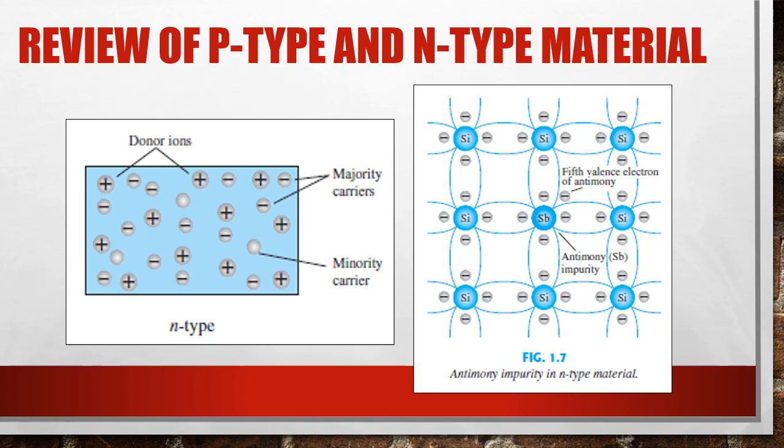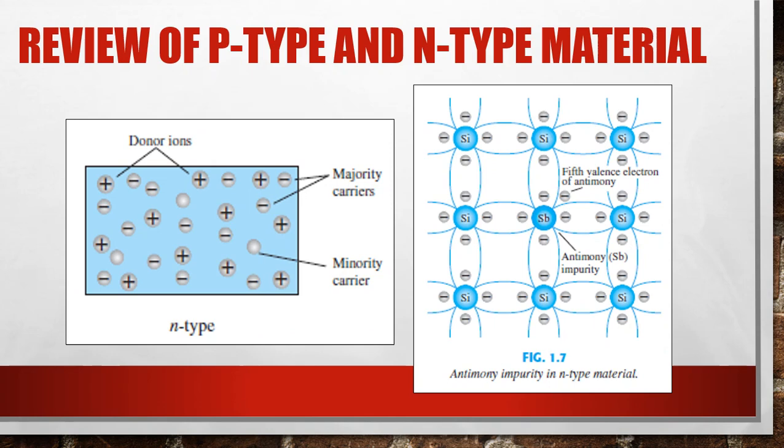At the right side, antimony impurity is doped into a silicon crystal. Antimony is a pentavalent atom. A pentavalent atom is a donor atom. It produces donor ions, and it is a positive ion. Why? Because nag-give up sila ng electrons. Meaning, mas marami na yung proton niya kaysa sa electrons.